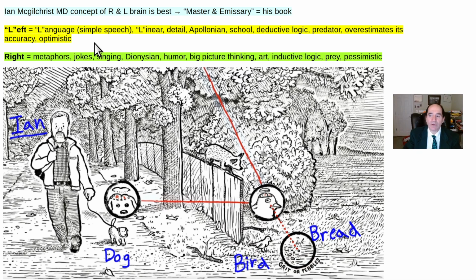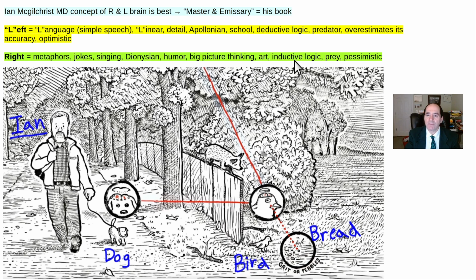Left brain language, and I remember L for left brain language, and it's linear, it's logical. It's sort of deductive logic, like a predator, like the dog's using its left brain. It sees the bird here and it says, that bird is probably about 10, 15 feet away from me. If I run really fast, kind of quiet, I can maybe catch the bird and eat it. Okay? That's deductive logic. 10 feet, I'm going 20 miles an hour, I can catch it before it takes off.